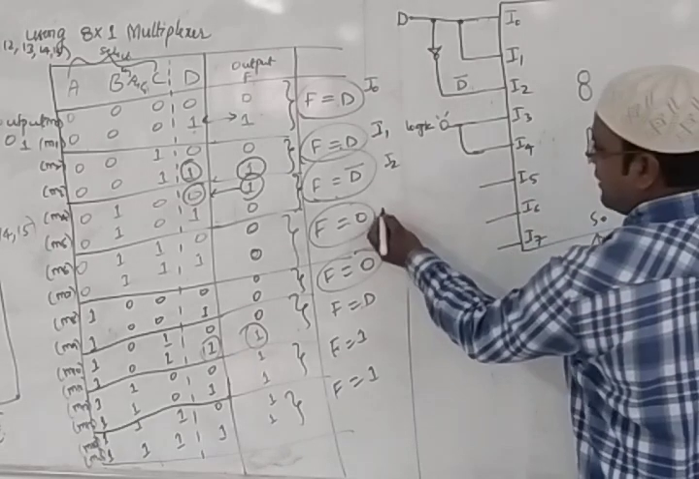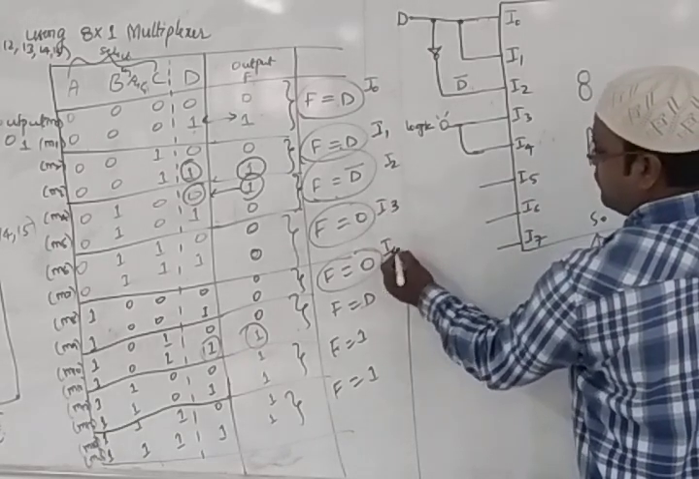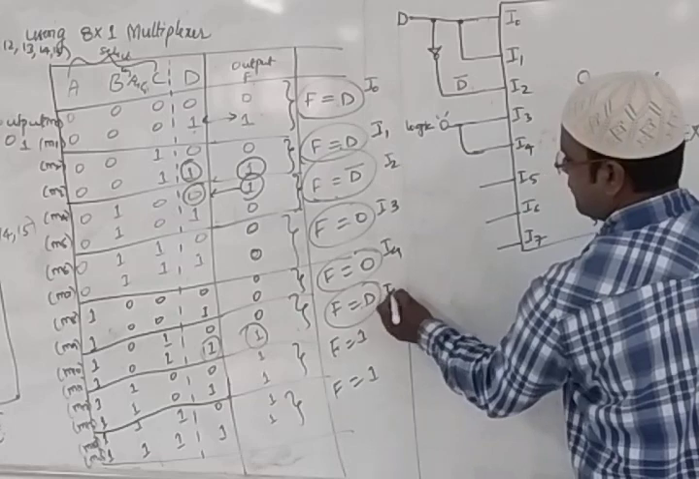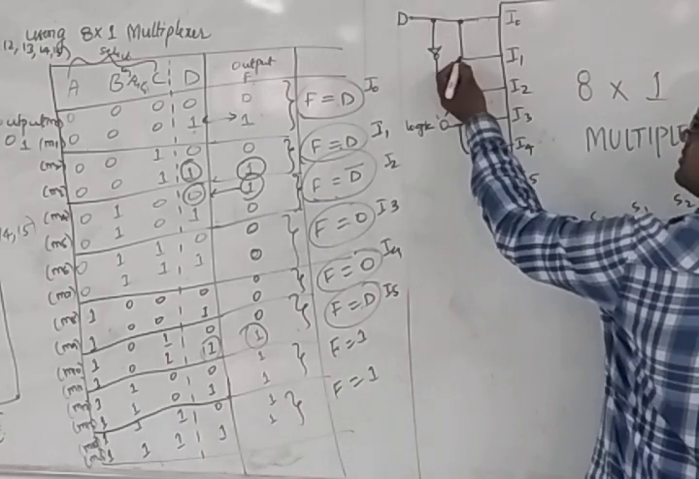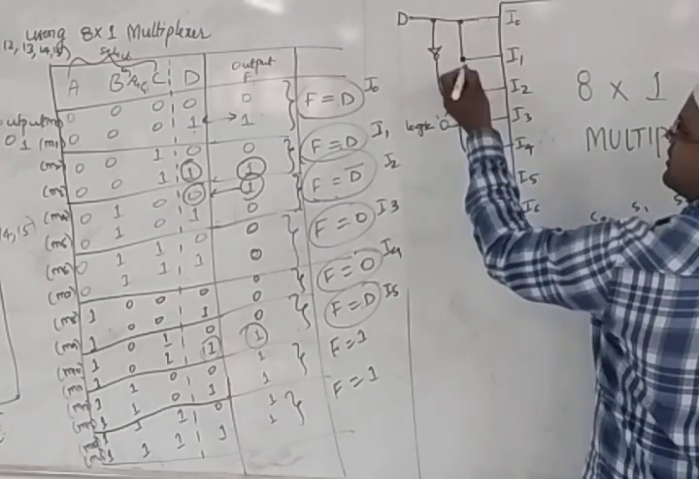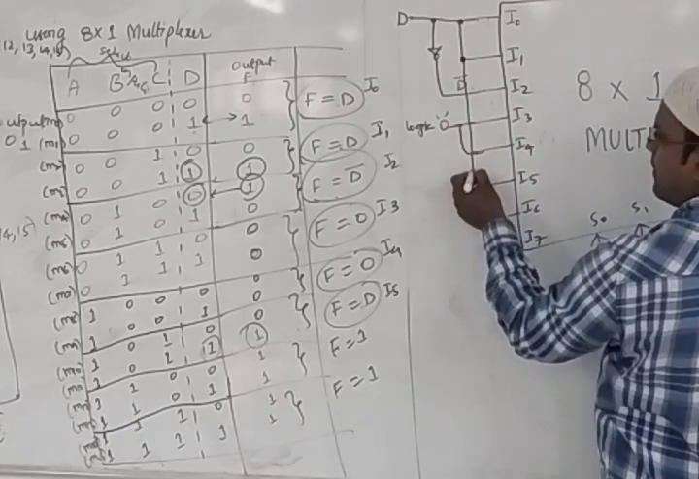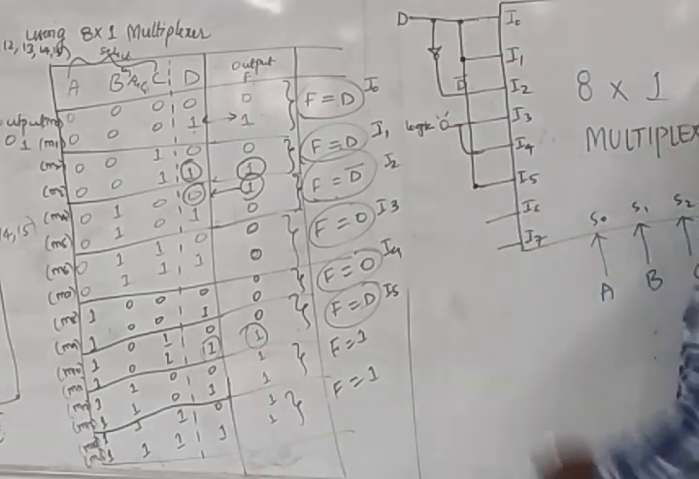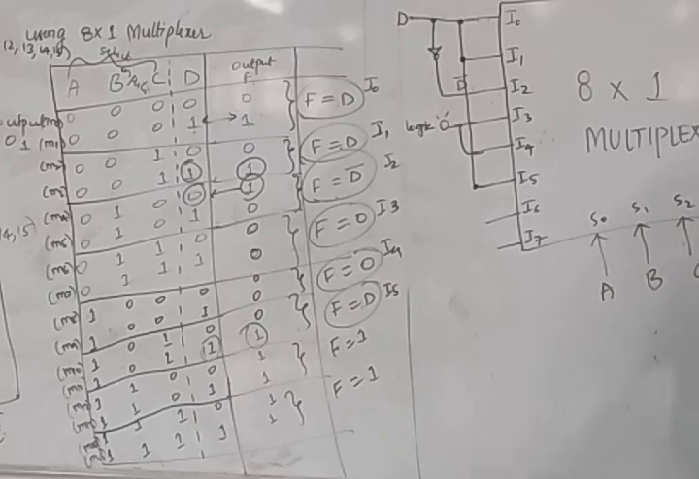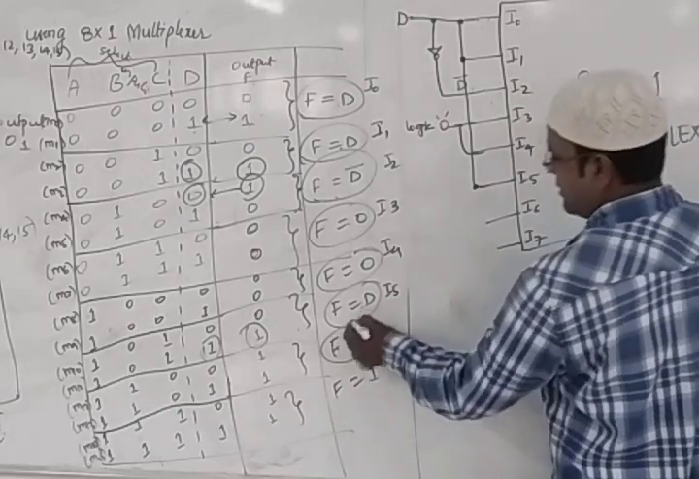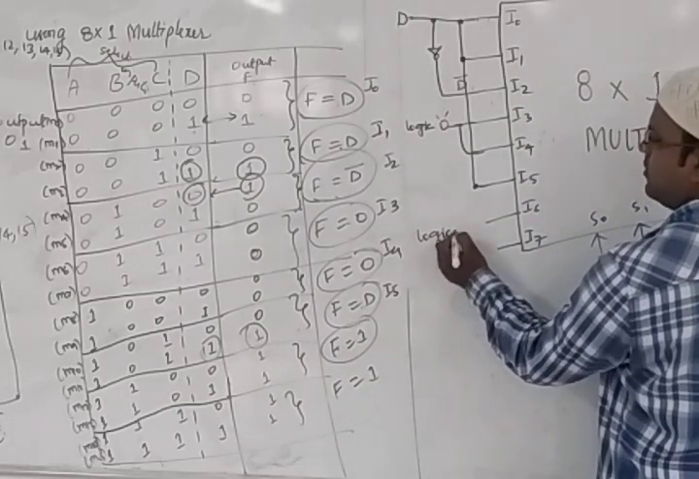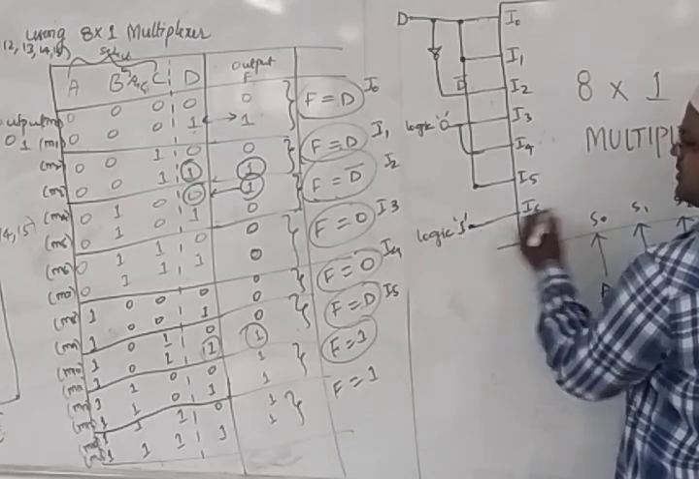For I5, what is I5? This is your I3, I4, this is my I5. What is I5 again? It is D. So where is the D connection? D is here, so I can take the connection from here and pass it to I5. Likewise I can go with I6. What is I6? It is logic 1. So this is my I6 connection.